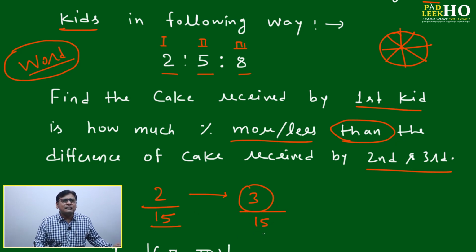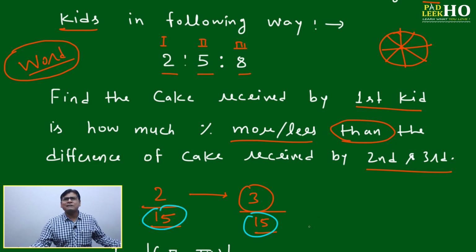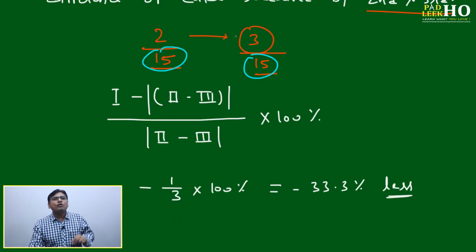Here, for both it is the same. For both it is 15. It is not going to affect your answer. In place of 15, if you take 150 also, what will change? Nothing will change. Nothing is going to change. Finally, you have to find how much more or less 2 is than 3.